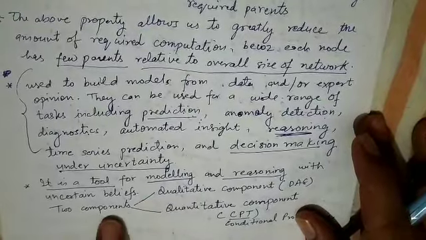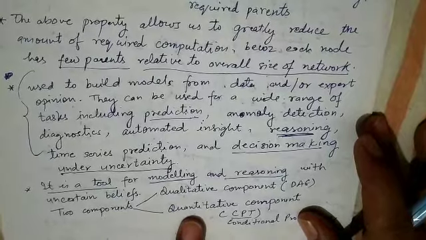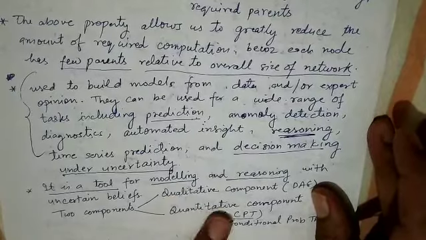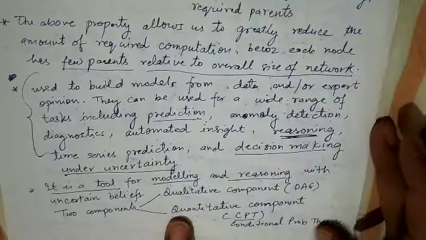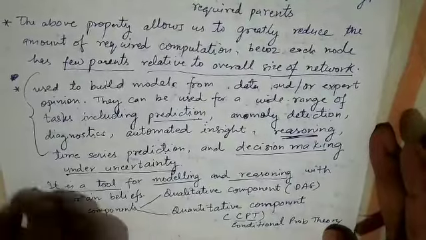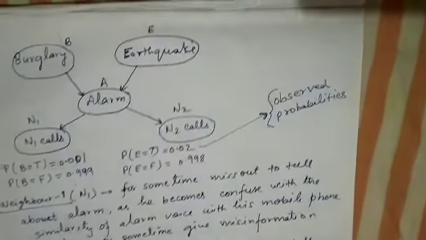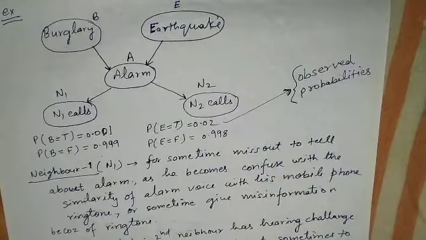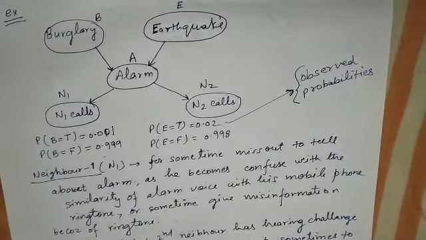It will have 2 components. Already we have discussed the qualitative component and the quantitative component. The qualitative component is what? The directed acyclic graph, DAG, and the quantitative component is the conditional probability table, CPT. Just see here. We'll take a very beautiful example to see how, using a Bayesian network, we are able to find out the joint probability.